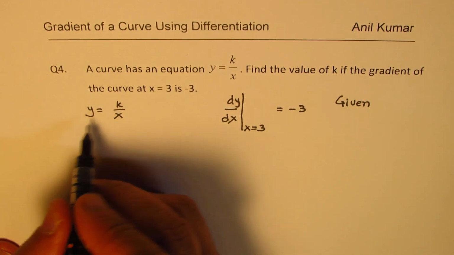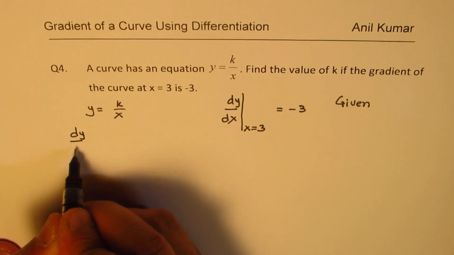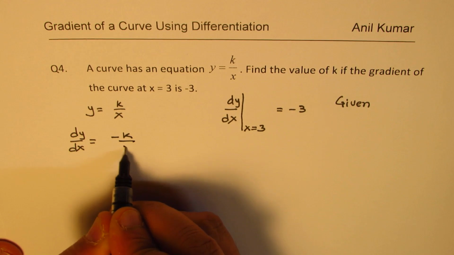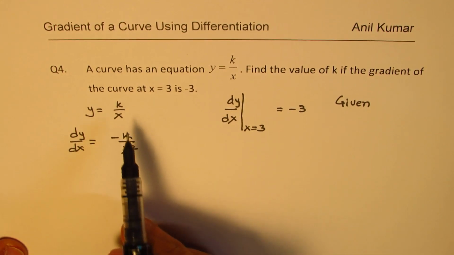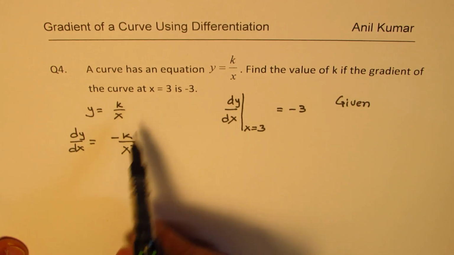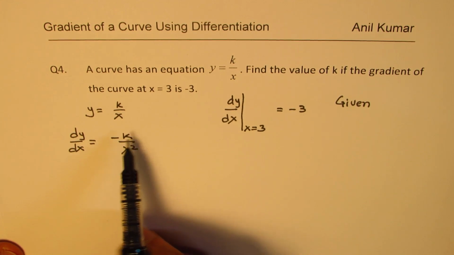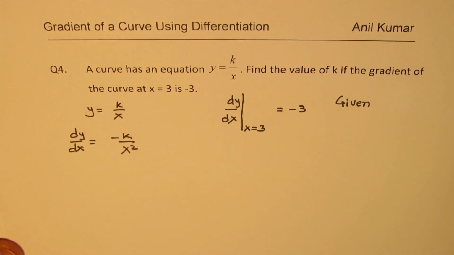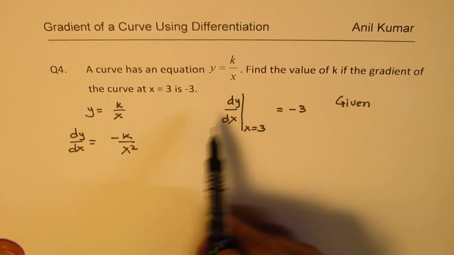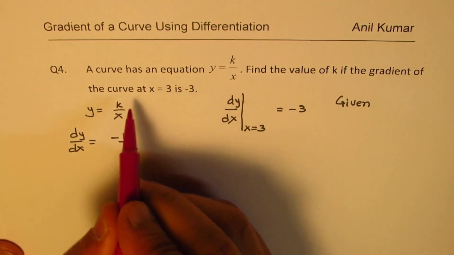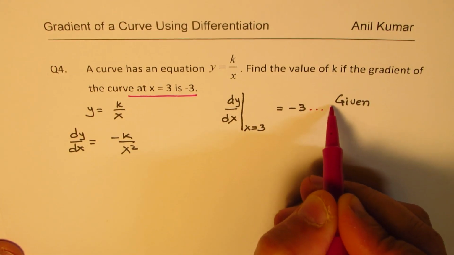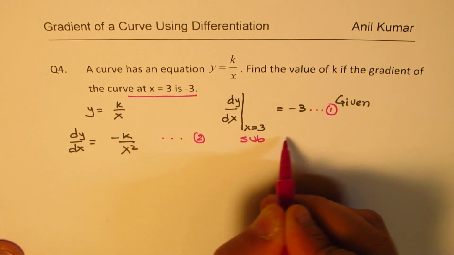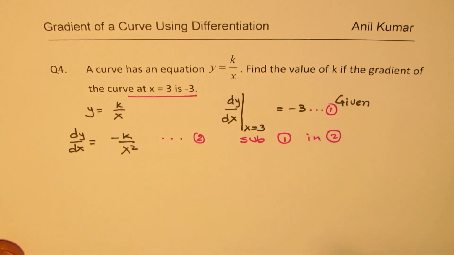Okay. So what is the gradient? Let's differentiate with respect to x. So we write dy/dx equals. So that gives you minus k over x square, right? Since this is x to the power of minus 1, so negative 1 times minus 1 gives you minus 2. It comes in the denominator. Clear? Now, when we are given this particular condition, let's call this equation 1 and this equation 2. If I sub 1 in 2, what do I get?